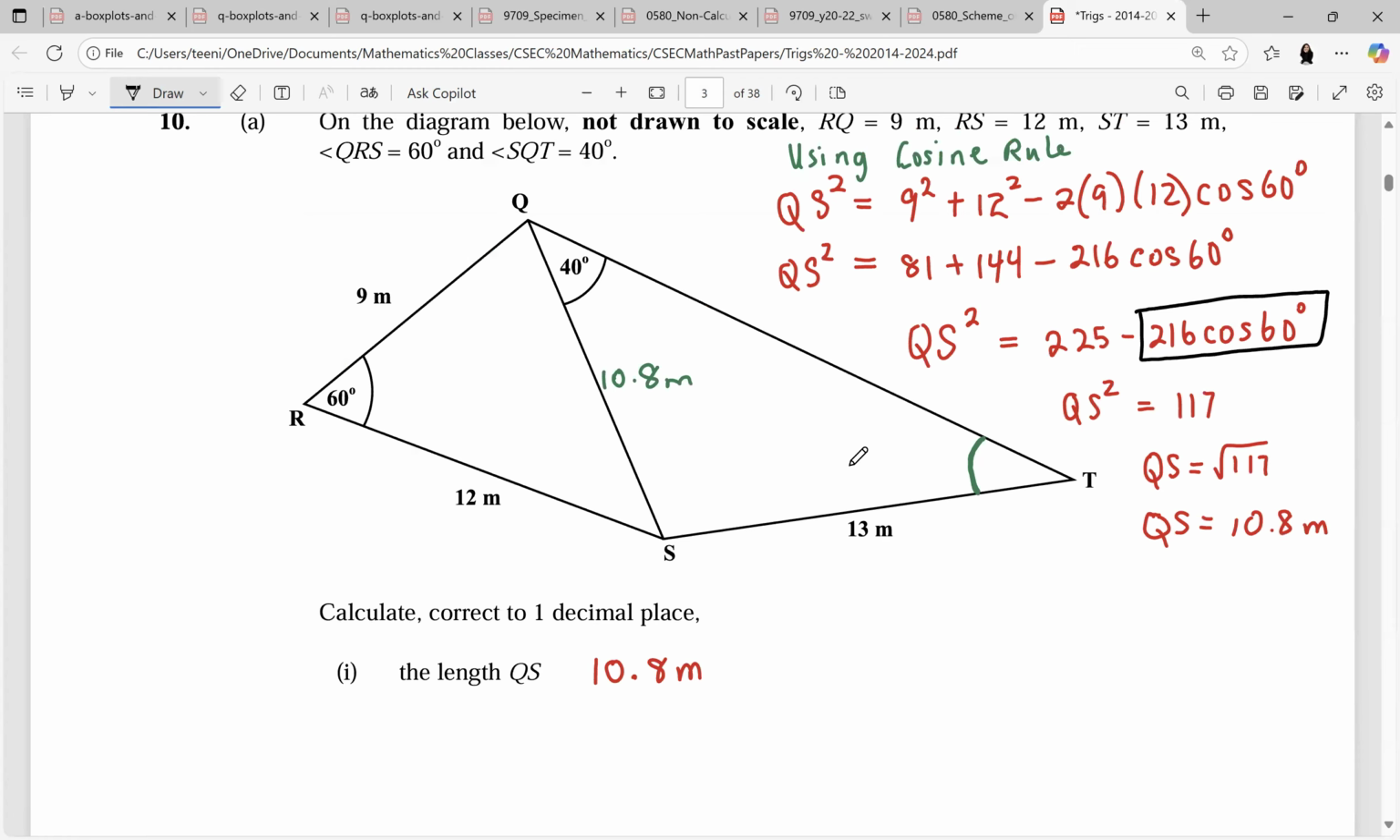Zach, I want you to help me find the area of triangle QRS. Do you remember the formula to find the area of QRS? Isn't it half of something? Yeah, the area is half of AB times sine C, meaning half of the given side multiplied by the known angle, right?